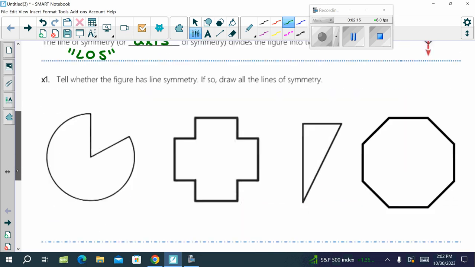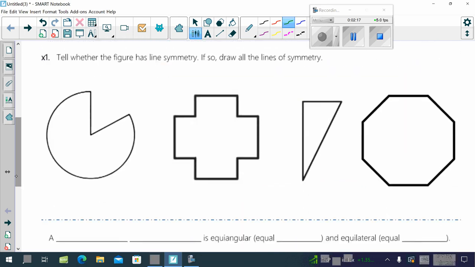Tell whether the figure has line symmetry. If so, draw all the lines of symmetry. Does this Pac-Man have lines of symmetry? Can we draw a line somewhere, fold it on top of each other, and it be the same? Yes. How many lines? One. And where would it need to go? Through the mouth, right? So we have to draw it, and then state how many it has. We would say this has one line of symmetry, so I'm going to say 1 LOS.